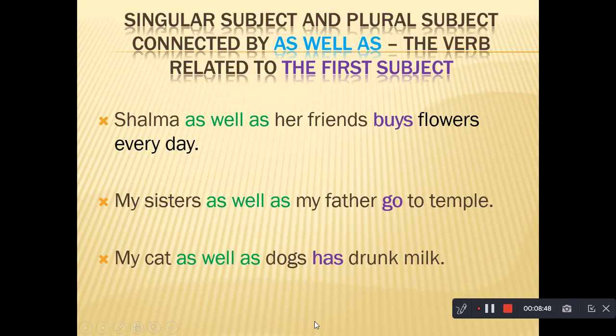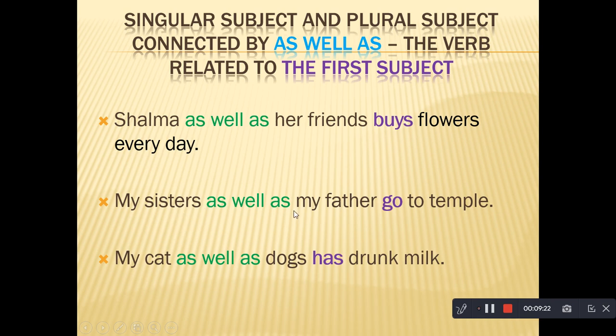Here, singular and plural subjects connected by "as well as" means the verb relates to the first subject. In the previous slide, both were singular subjects. Here, singular and plural subjects connected by "as well as" means we consider the first subject. Shalma as well as her friends buys flowers every day. Here, Shalma is singular, her friends is plural. The first subject is Shalma, a singular, so use the singular form of the auxiliary, buys.